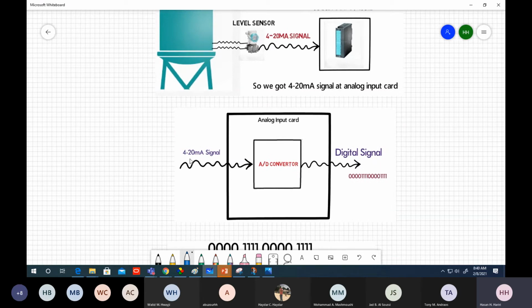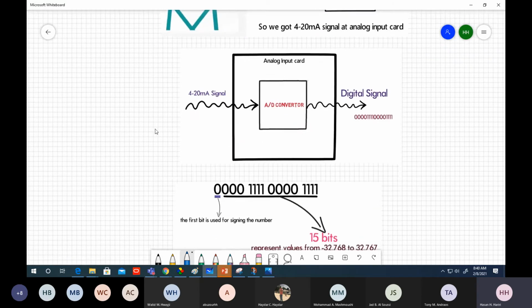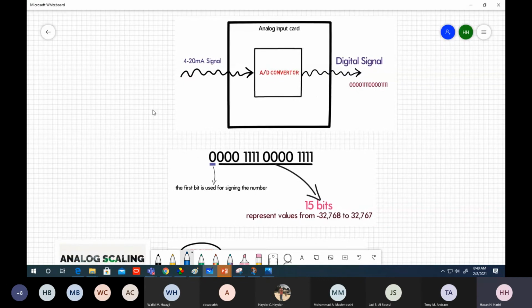The analog input card is somehow similar to an analog to digital converter, as we said in chapter 2. It is an analog to digital converter. So it will convert your analog signal to a digital signal, so to 0 and 1. That's what will happen.